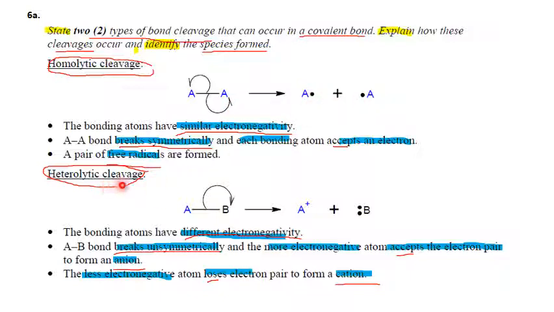For heterolytic cleavage, you can use HCl. Okay, H is partially positive, Cl is partially negative. So the bonding atoms have different electronegativity. So the bond between A and B breaks asymmetrically, and the more electronegative atom will take up the electron pair to form an anion, while the less electronegative atom loses the electron pair to form the cation. So I already highlighted the key point, you just check.